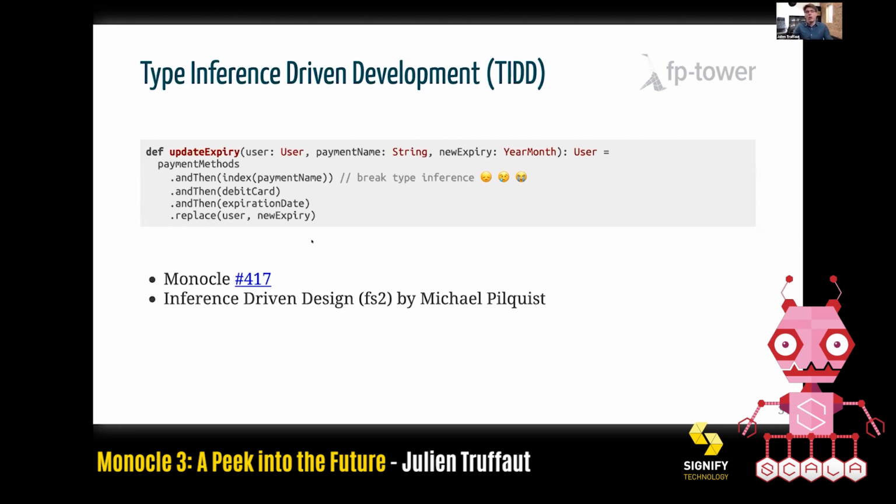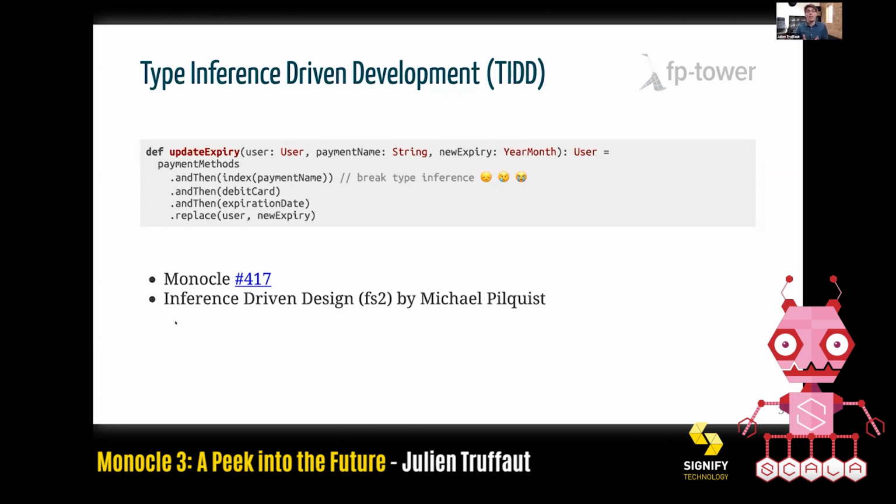If you want to read a bit more about this, there is an issue in Monocle that describes it more. And also, I really like this blog post from Michael Pilquist, who explained how the design of FS2, a streaming library in Scala, is entirely driven by type inference. And this is something that, as an end user, we don't really realize. Because Scala is a very powerful language, we can do tons of stuff, but actually there is only a relatively small subset where we get nice type inference.